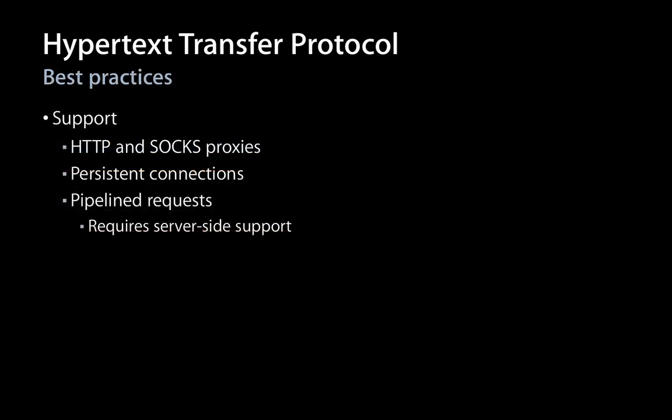So wrapping up HTTP best practices, when you're supporting HTTP, make sure that you support HTTP and SOCKS proxies. You may never run into one of these networks, but there's a good chance some of your customers will, and they'll really appreciate that you did the work to make sure it'll work there. Be sure that you support persistent connections at the very least. If you can, add support for pipelining. Pipelining does require server-side support. Most servers, I believe, will support it, but you'll want to check with your IT department, or if you're running your own server, just make sure that that's going to work.